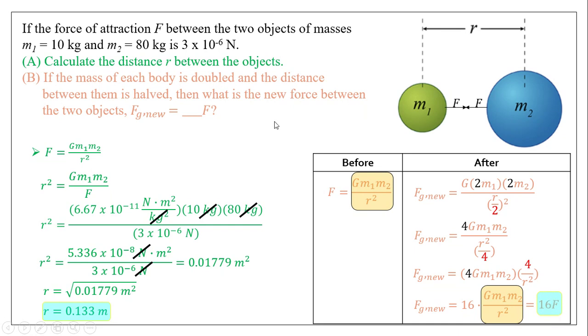So our answer would be 16 times the original force, okay? And if it wants a value, then you would take 16 and times it by 3 times 10 to the negative 6 newtons. But if it just wants an answer in terms of variable, the answer would be 16 times F. So the new force is 16 times that of the old force.